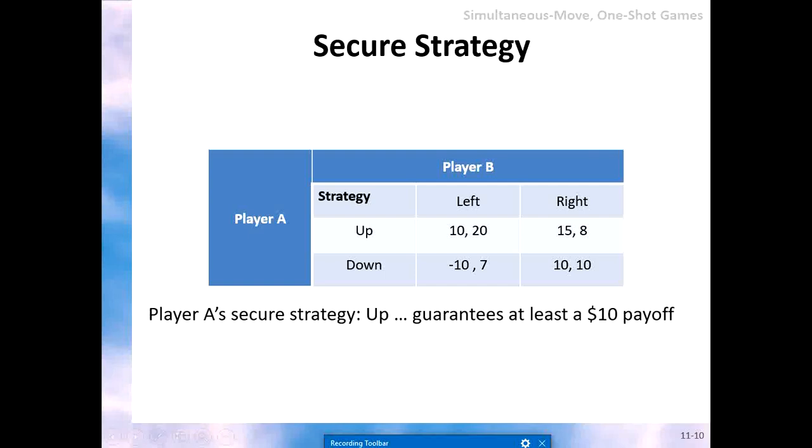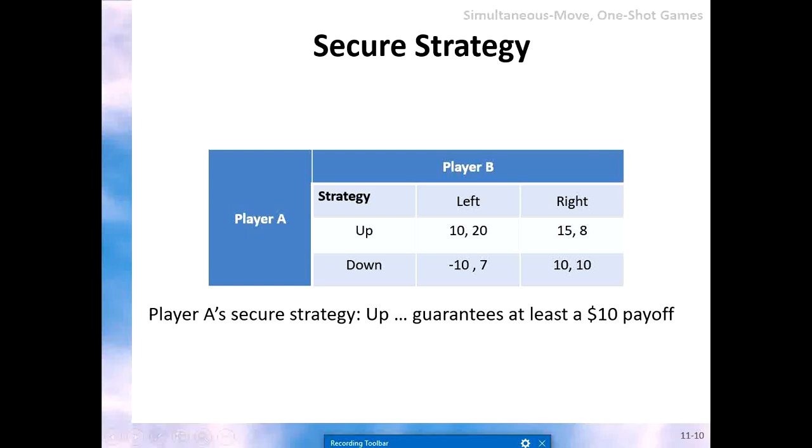Why? Because it guarantees at least a payoff of 10. Means that whatever player B plays, left or right, the minimum that player A can get is 10. It's secure, right? But if he plays down, he may get minus 10, and the maximum is 10. So by playing up, he guarantees this 10.